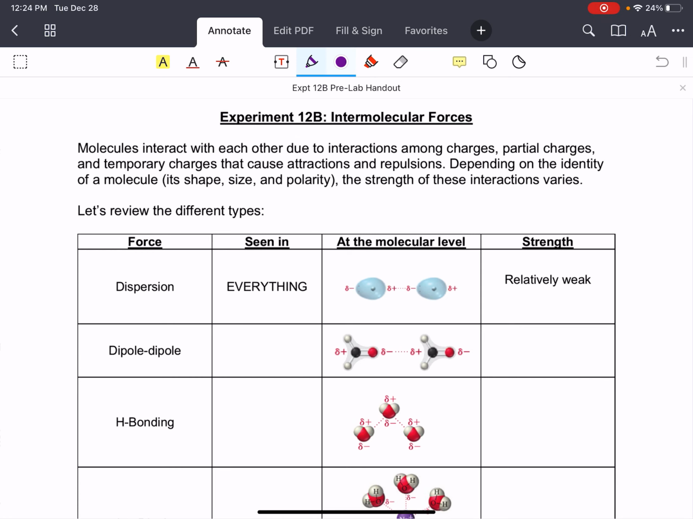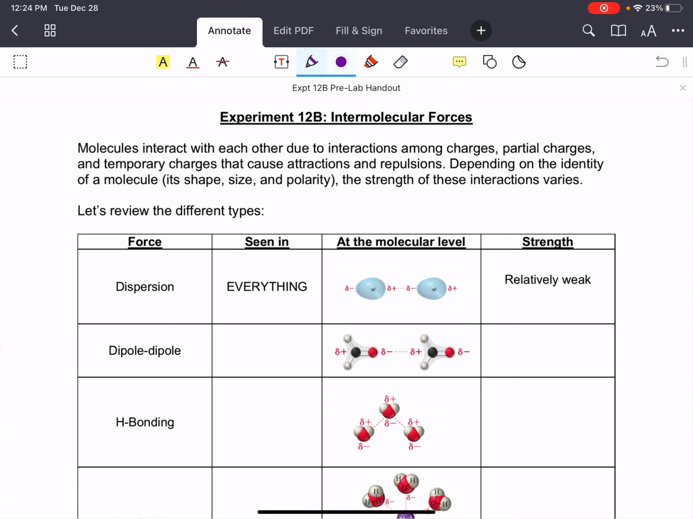In this video, we'll do a quick review of intermolecular forces to help you with Experiment 12B. In Experiment 12B, we're thinking about intermolecular forces, which is really just a way for us to think about how individual molecules interact with each other. We've learned all about ionic and covalent bonds, but what happens once we actually make a molecule? How do they interact with each other?